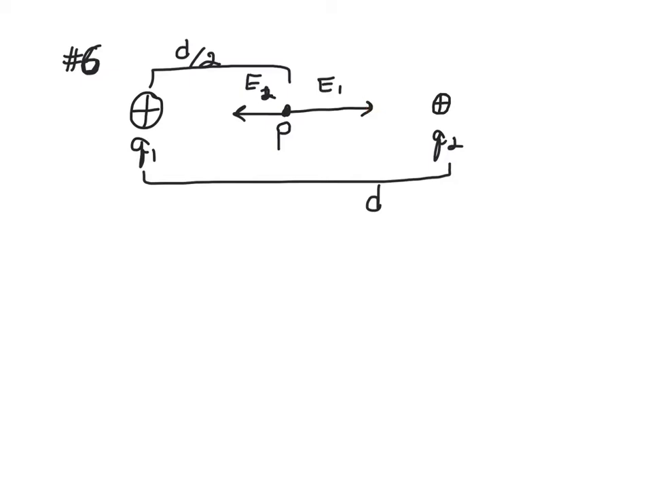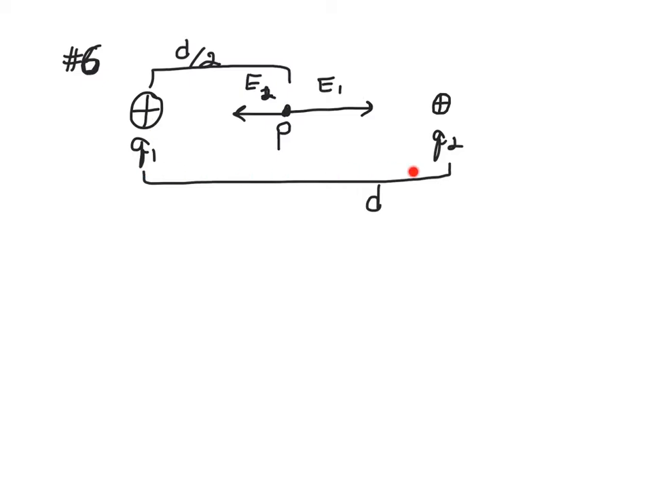Electric field always goes away from a positive charge. And if Q2 is positive, then E2 is this way. If Q2 were negative, E2 would be the other way. So notice we have 2 positive charges, but we have a positive and a negative field. That's why it's important to draw the figure.